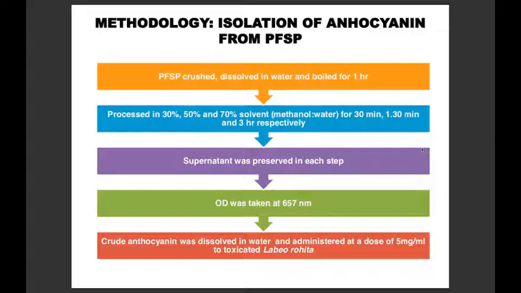So we have isolated the anthocyanin using 30%, 50% and 70% solvent, that is methanol and water. Mainly the water constituent is very high here, and the methanol will evaporate; it will just volatilize, because it is an alcohol. Then the supernatant was preserved in each step, and the OD was taken at 657 nanometer. The crude anthocyanin was in powdered form, and we dissolved it in water and injected it at the dose of 5 mg per ml at an interval of 15 days for 1 month.